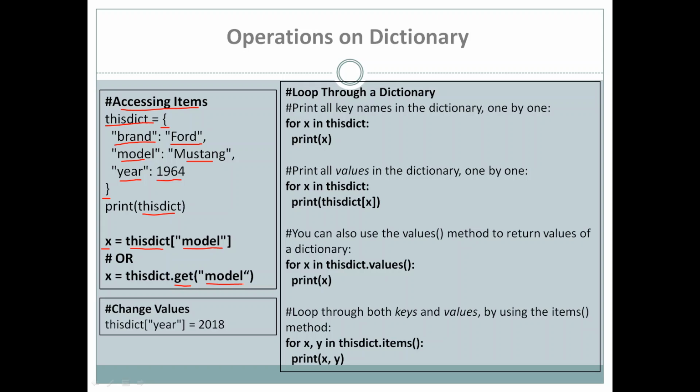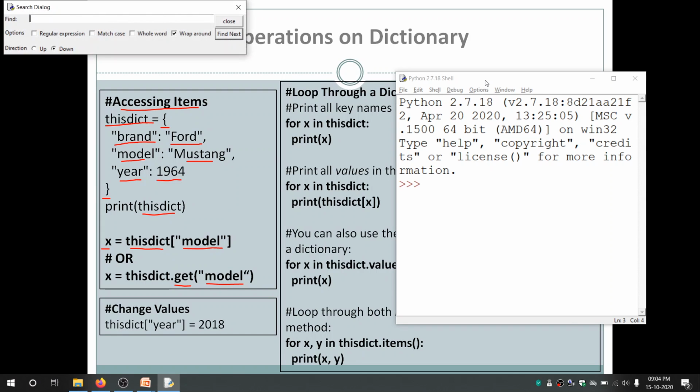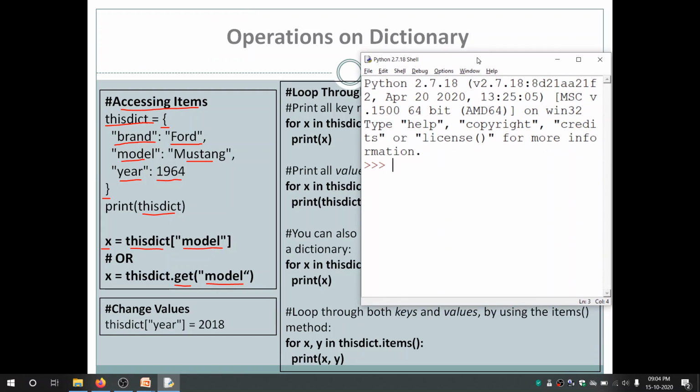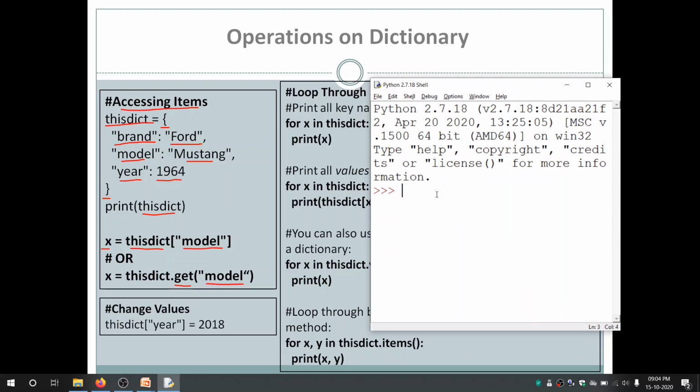Let us execute and see this. Okay, I have opened the Python shell. So let us create a dictionary here. I have copied it, I'll just paste it. Okay, there are some unusual characters up here, so let us remove those characters first. Okay, that's it. And I'll press enter. The dictionary is created.